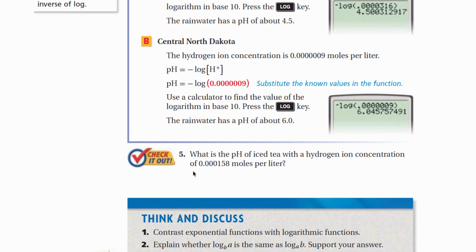All right, pause the video, try checking it out. Problem number 5. What is the pH of iced tea with a hydrogen ion concentration of 0.000158 moles per liter?